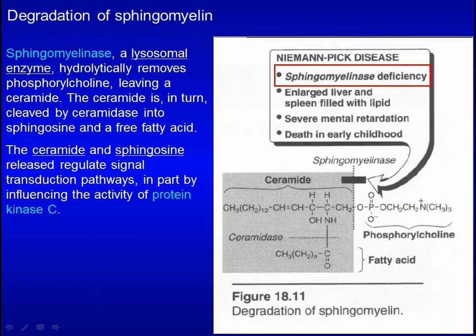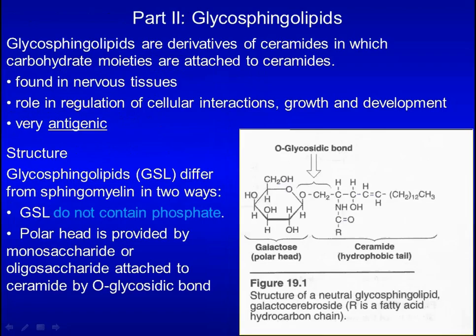To degrade sphingomyelin, sphingomyelinase removes phosphorylcholine, leaving a free ceramide. Ceramide is then cleaved by ceramidase into sphingosine and free fatty acids. The ceramide and sphingosine regulate cell signaling by control of protein kinase C activity. Now let's move to part 2.